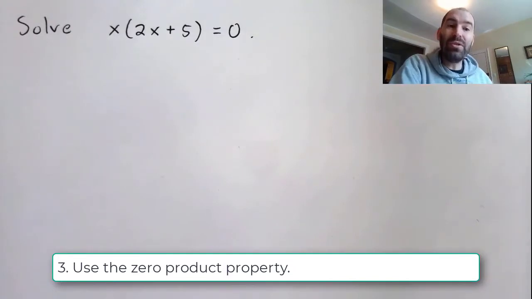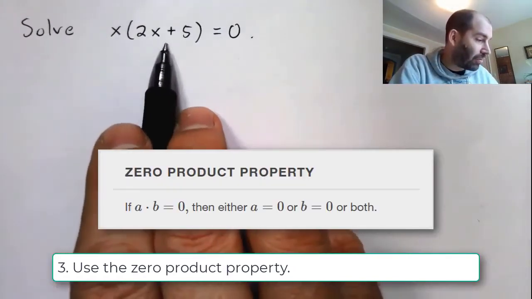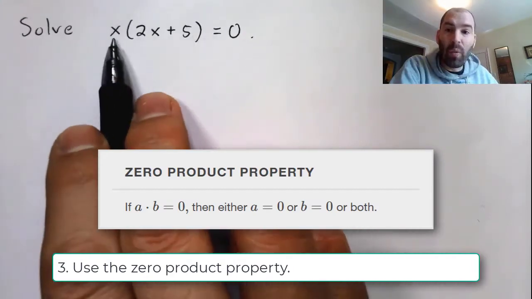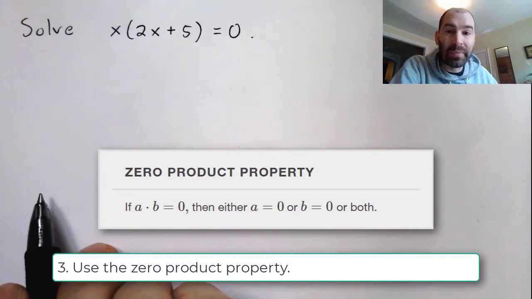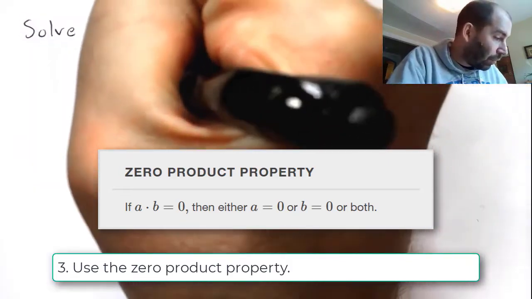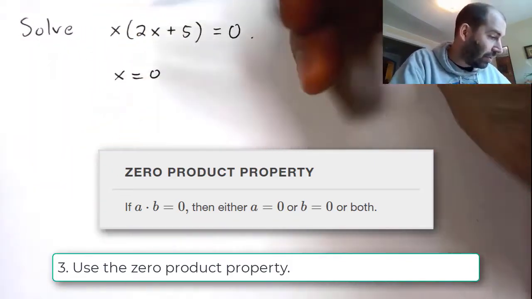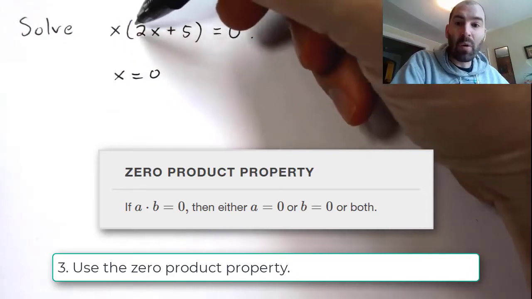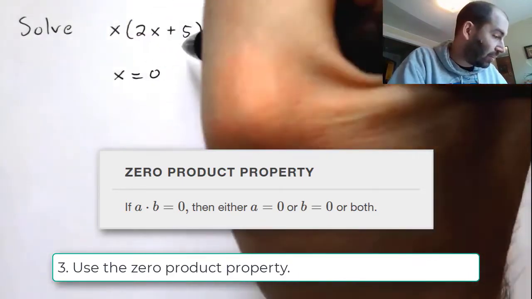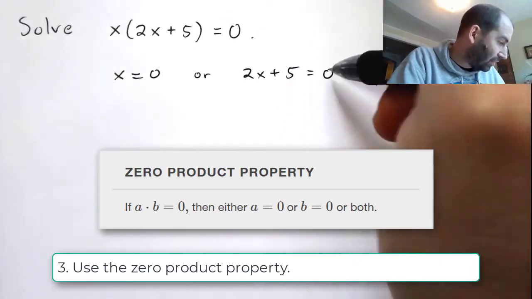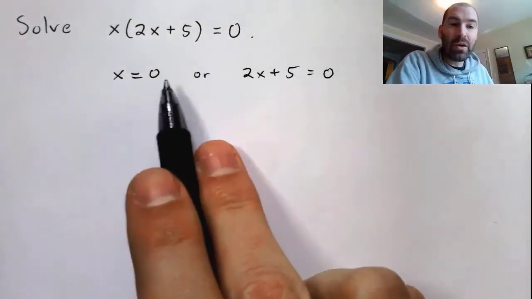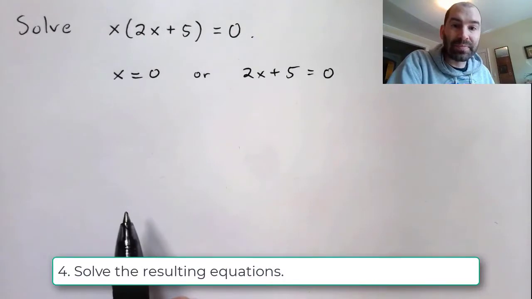Step 3 says to use the zero product property. The zero product property says that if the product of two things is equal to 0, then one of these two things, at least one of them, must have equaled 0. So that's where we are. We know that either x equals 0, the first thing in the product equals 0, or the second factor in the product equals 0. So or 2x plus 5 equals 0. And these are the two equations that we now need to solve.